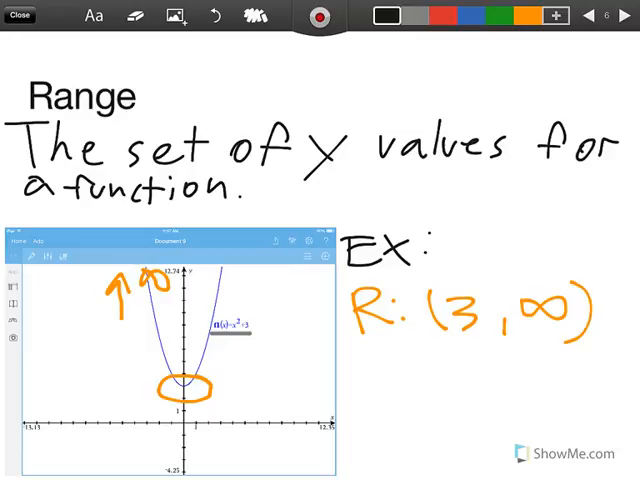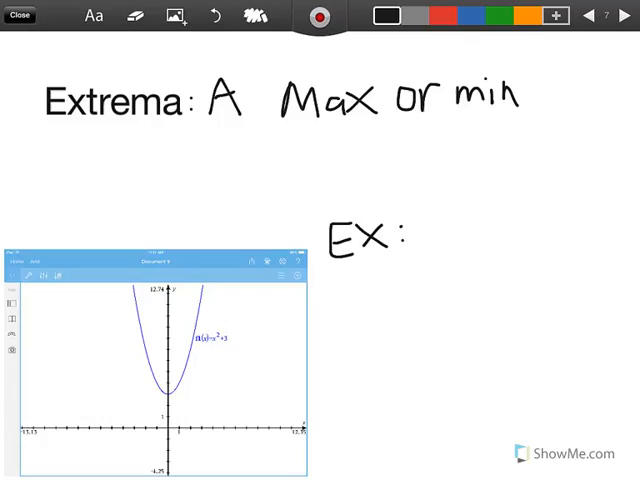While the domain was always negative infinity to infinity for any quadratic function, the range will vary for each quadratic function. The next characteristic of quadratic functions we'll be looking at is extrema. This is defined as the maxes or mins of the graph. A max can be thought of as the top of a hill, and a min can be thought of as the bottom of a valley.